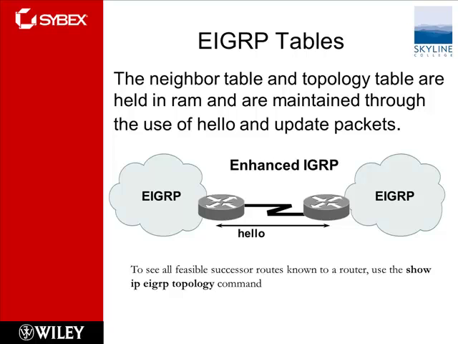The neighbor table and topology table are held in RAM and are maintained through the use of hello and update packets. Anything that's held in RAM is going to be quicker, but it also means that we need a more powerful machine with more memory in it.